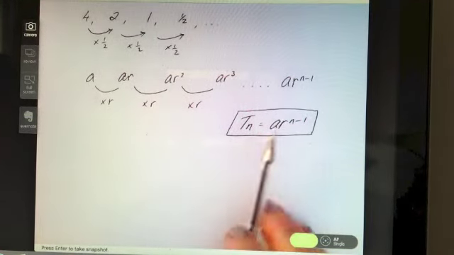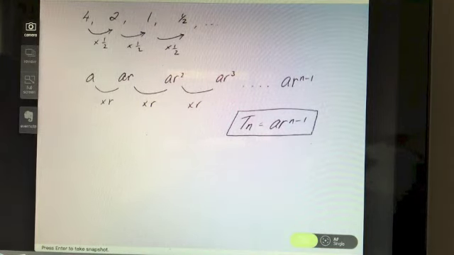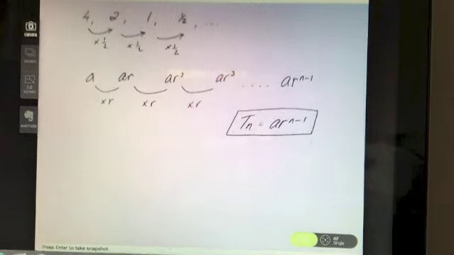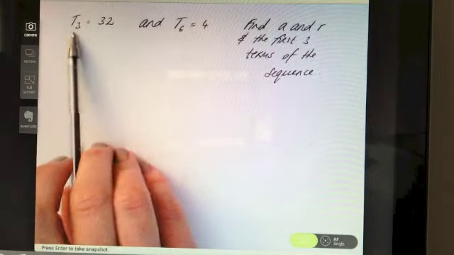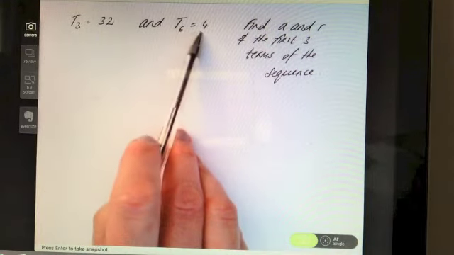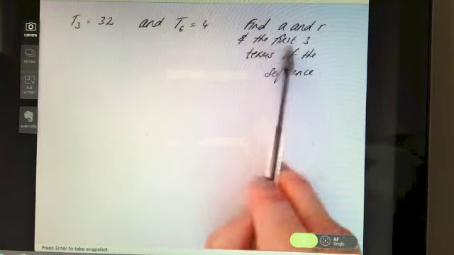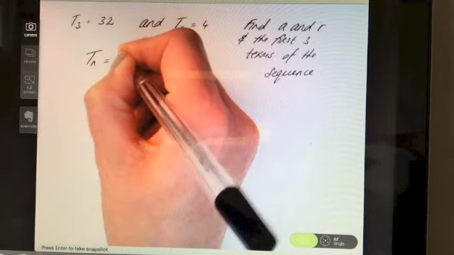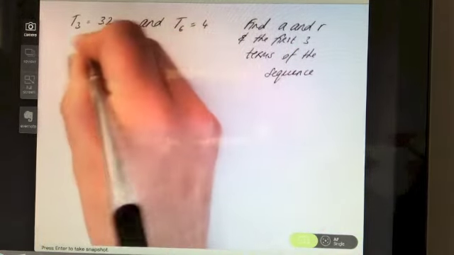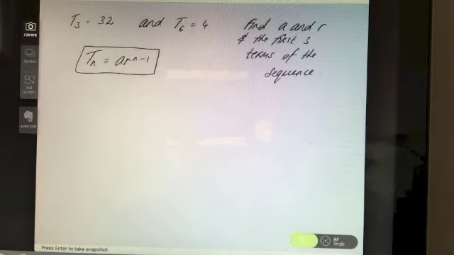Okay? So let's try a few questions now, having a play around with this particular formula. In this question, we are told it's a geometric sequence and that the third term is 32, the sixth term is 4. We're asked to find a and r and the first three terms of the sequence. So this is what we have at our disposal. This is our formula here from our log tables for the nth term. So pause the video, see how you get on if you'd like to have a go at it straight away. If you want to see an example being done, then we'll work through it together.